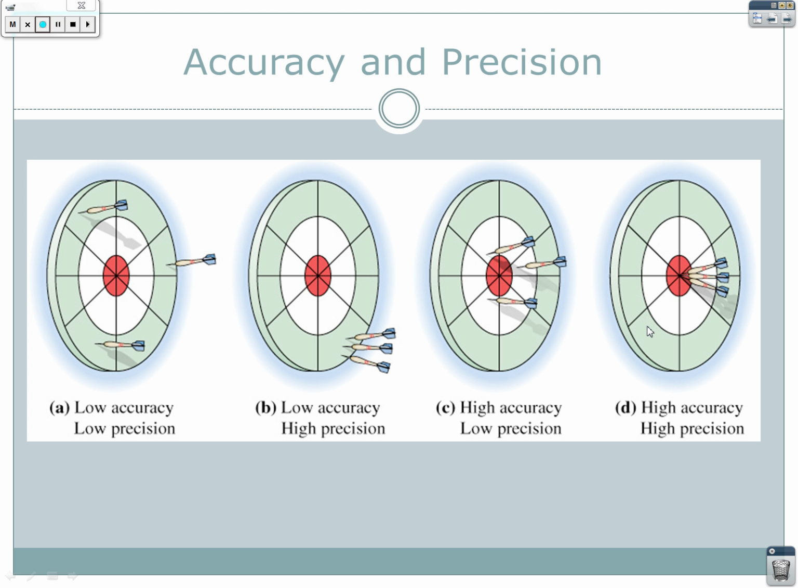Over here in our final dart board, we can see the best example. Here, 3 darts hit dead on in the center for high accuracy, and those 3 darts are very tightly grouped for also high precision. So this is an example of high accuracy where we're getting that known value, and we're also very precise. We got repeatable results.